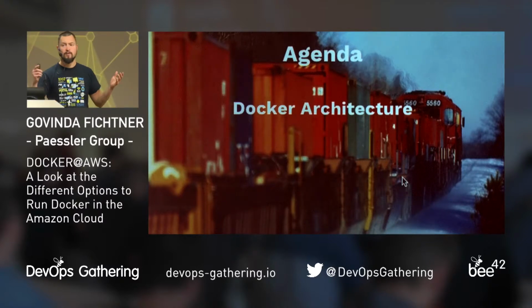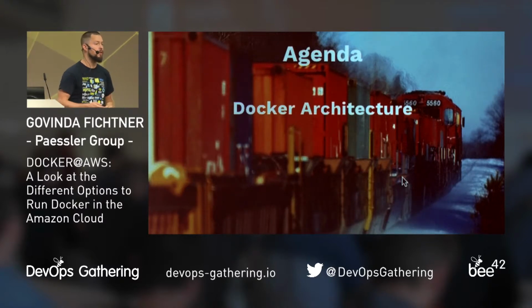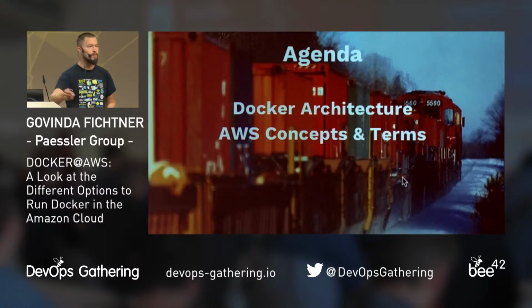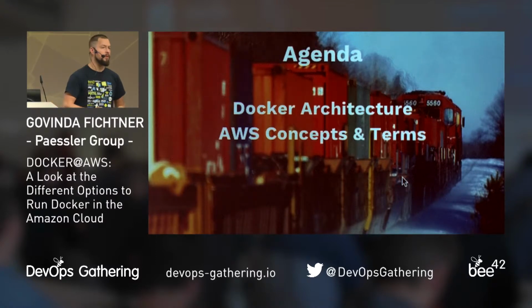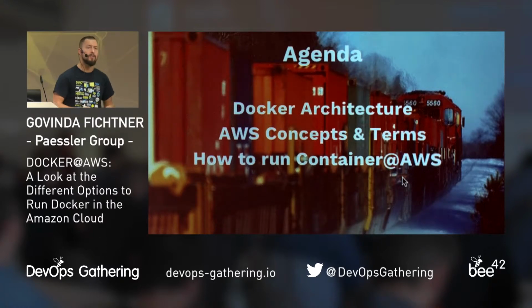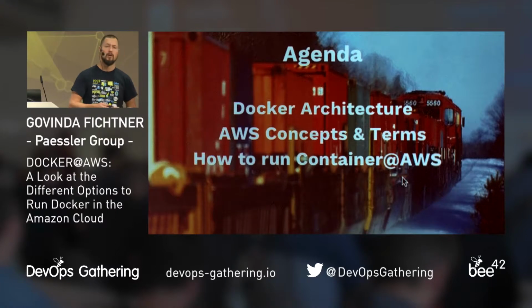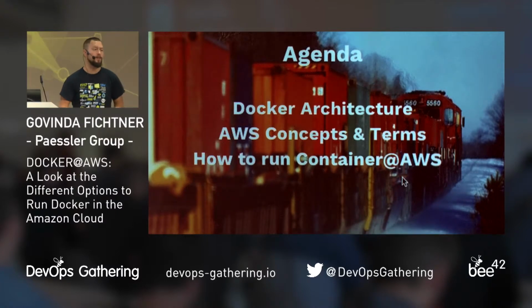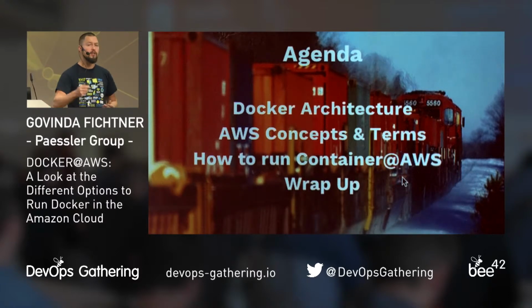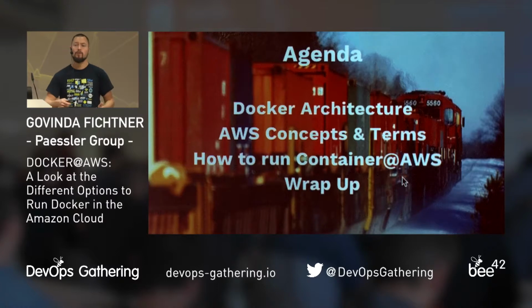The agenda for this talk is made of 4 parts. The first one is I want to just have a short glimpse at the Docker architecture. Then I want to have a look at some AWS concepts and terms, just to make sure that we are all on the same page. We just saw that only a smaller number of people here obviously did work with AWS before. And then we're going to look at the different options we have with running Docker and containers in general at AWS. And at the end, we're going to wrap it all up by having a look at the different criteria we can have to decide what of the available options is the right one for our use case.